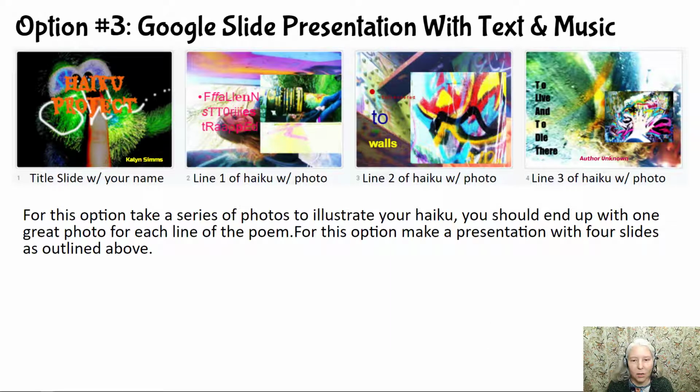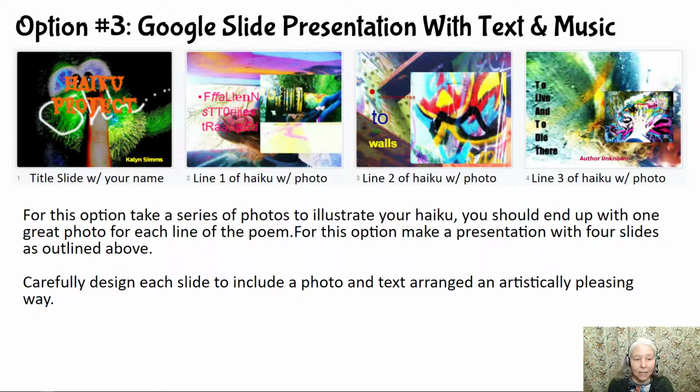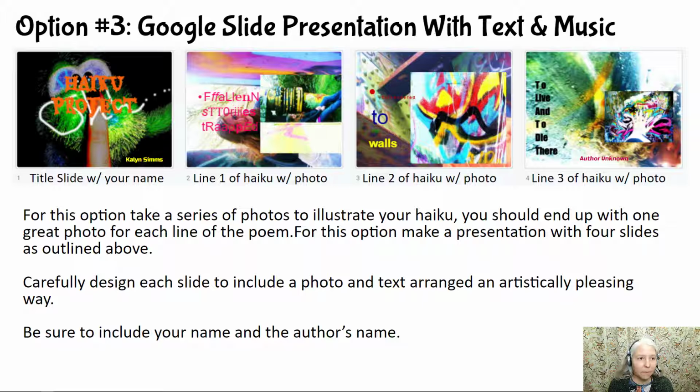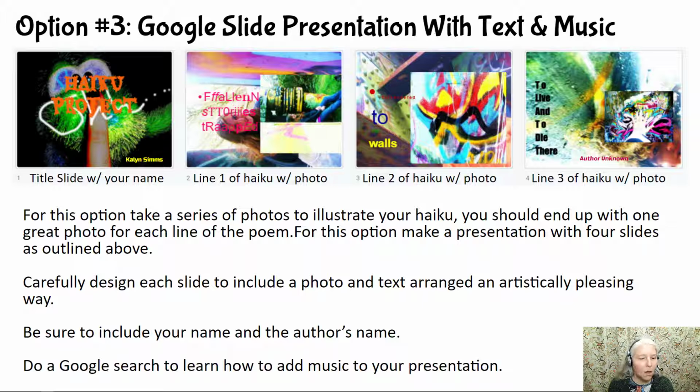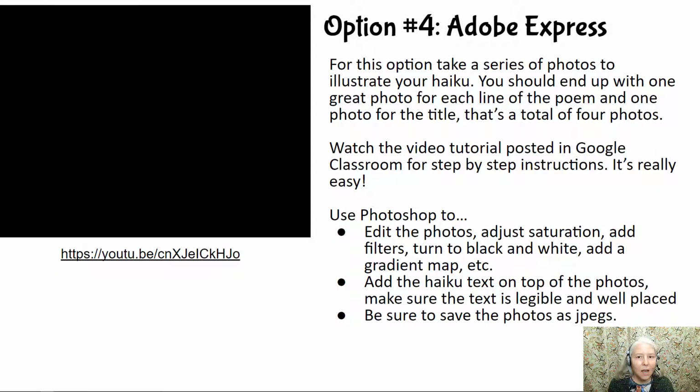For this option, take a series of photos to illustrate your haiku. You should end up with one great photo for each line of the poem. For this option, make a presentation with 4 slides as outlined above. Carefully design each slide to include a photo and text arranged in an artistically pleasing way. Be sure to include your name and the author's name. Do a Google search to learn how to add music to your presentation.